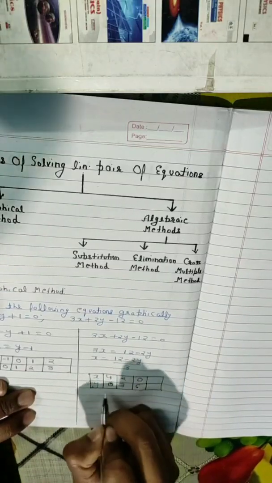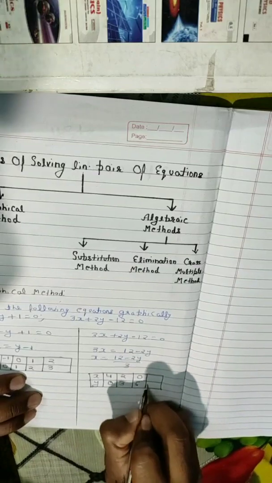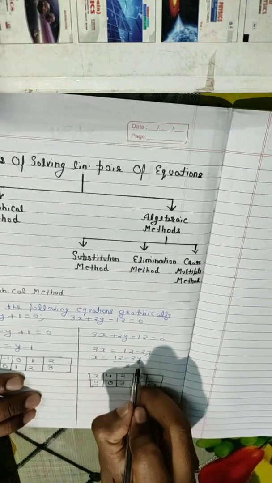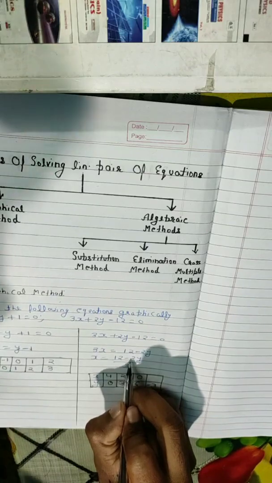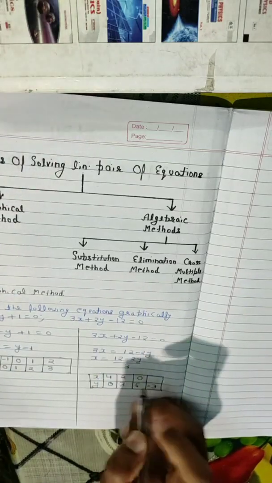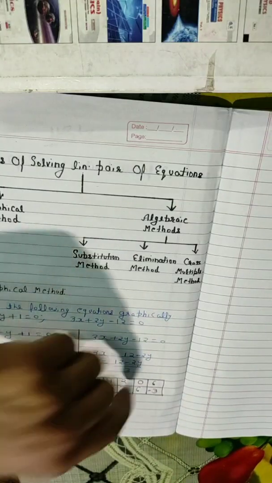I can take a negative value of y also. Okay, let us take y equals minus 3. If I take y equals minus 3, minus 3 into minus 2 will become plus 6. 12 plus 6, 18, 18 upon 3, 6. So I found the 4 solutions of each.